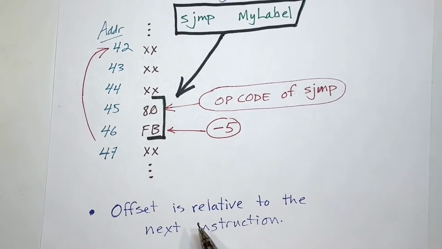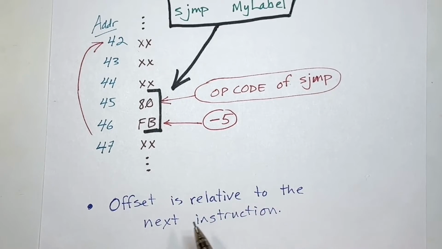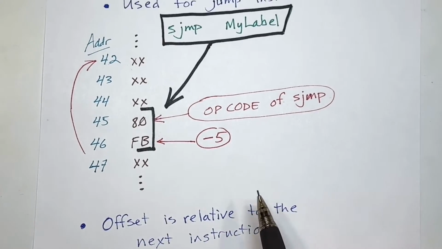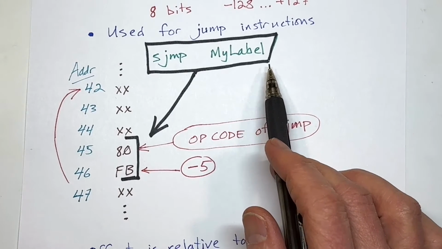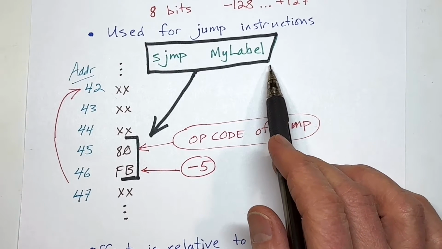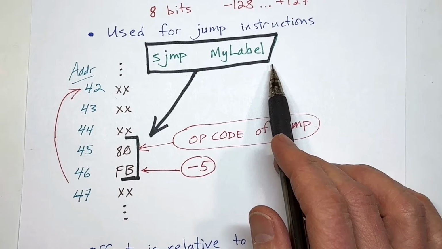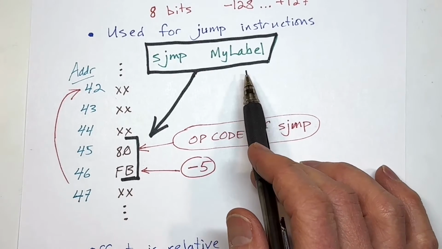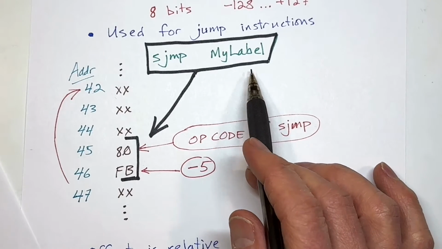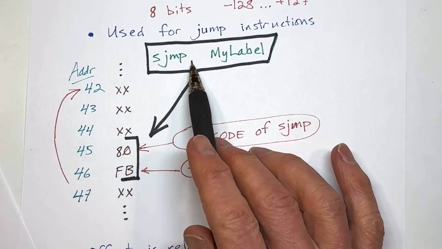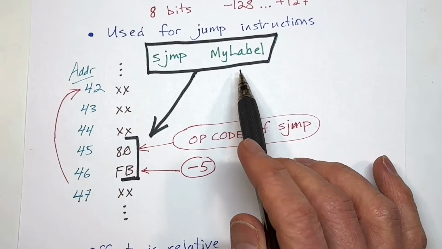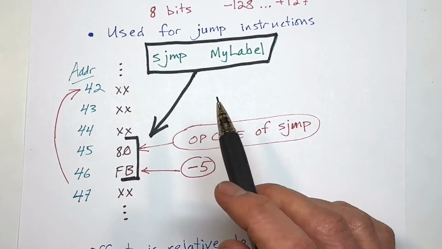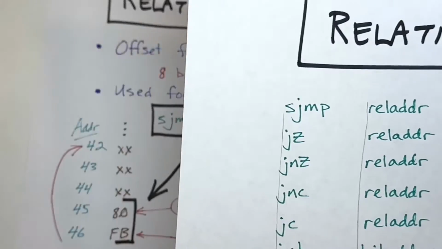So note in particular that the offset is relative to the next instruction. If you're writing assembly code and using an assembler and linker, then you really don't have to worry about that because it would be computed for you. But keep in mind that you'd want to use the short jump for jumps to things that are fairly close. And we'll see long jumps in a second.